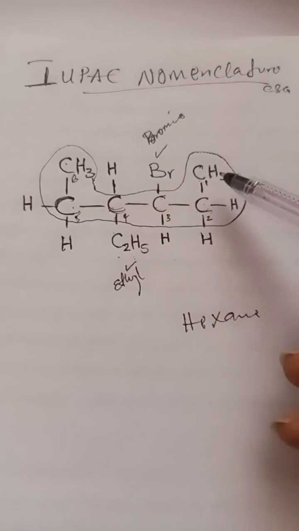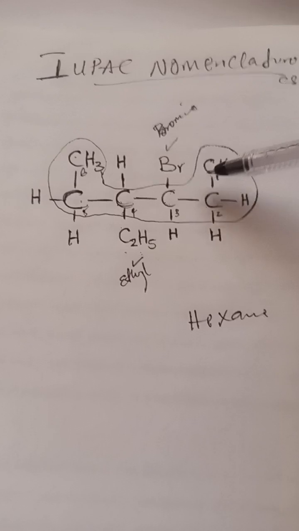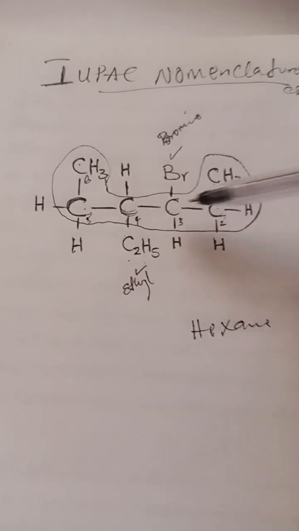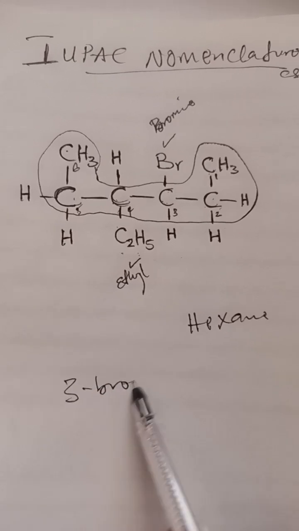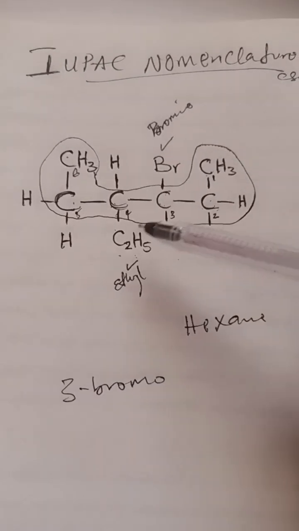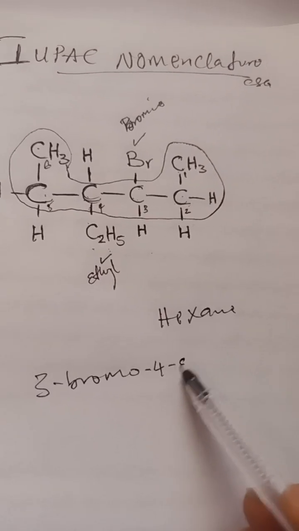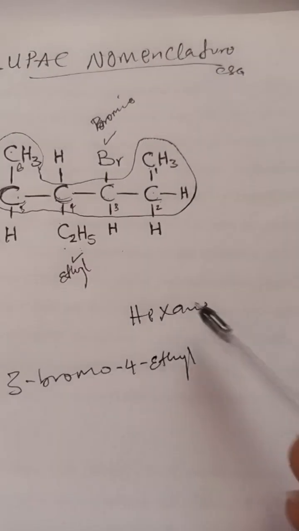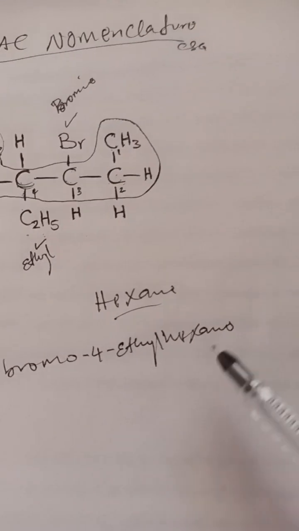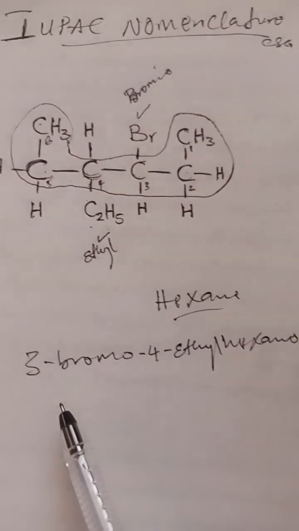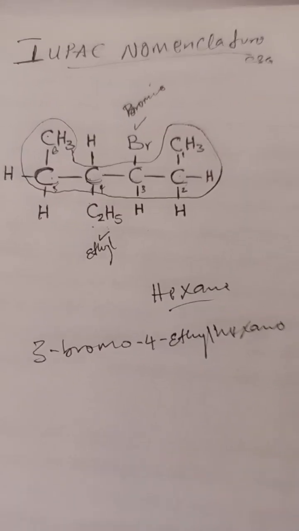So at position 3 now we have what? 3-bromo. That means we are starting from this side, not from this side, because we are giving priority to bromine, and bromine is at position 3 here. So we say 3-bromo. Then we have what? At position 4 we have ethyl. So we have 4-ethyl. Then the parent chain is what? Hexane. So the name of this compound is what? 3-bromo-4-ethylhexane.